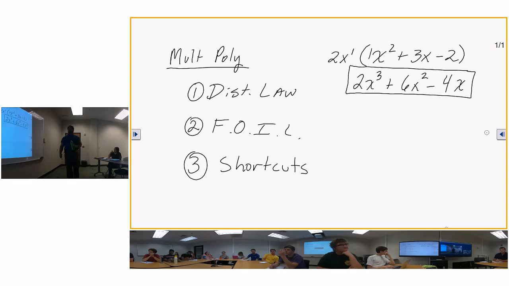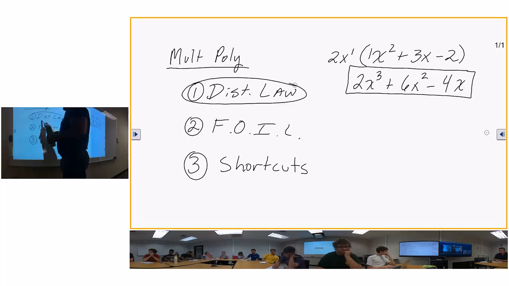Distributive law can be used with any polynomial. You can multiply a binomial times a trinomial, a trinomial times a 4-term polynomial, a 5-term polynomial times a 6-term polynomial. Distributive law is not restricted. It can be used anytime.